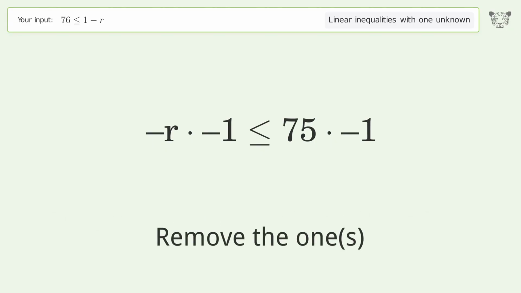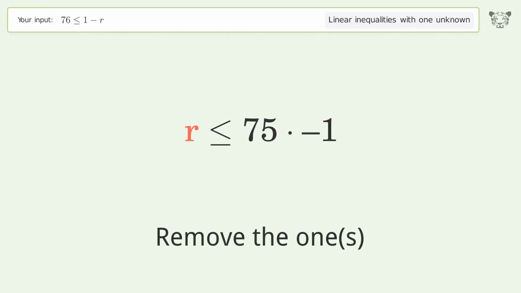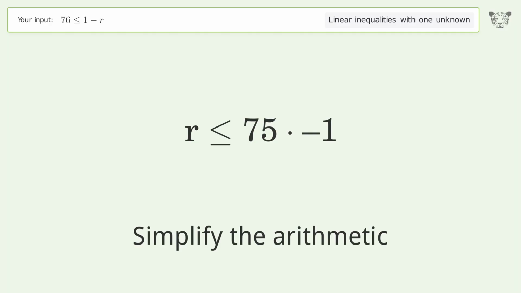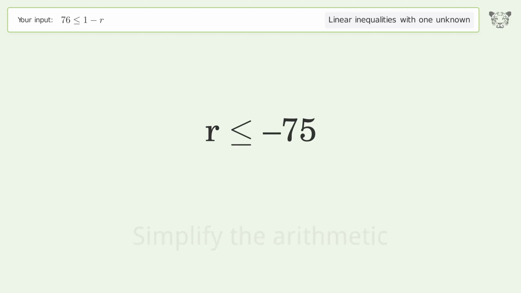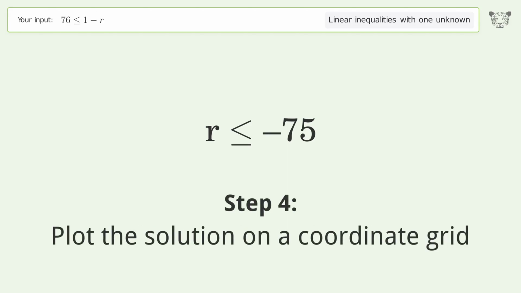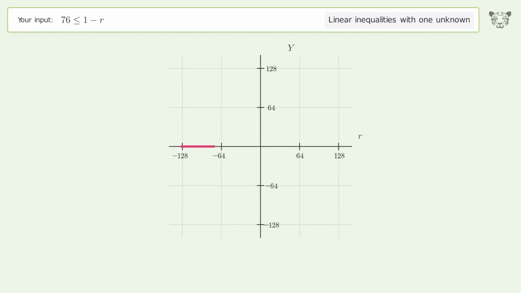Remove the ones. Simplify the arithmetic. Plot the solution on a coordinate grid. And so the final result is r equal or smaller than -75.